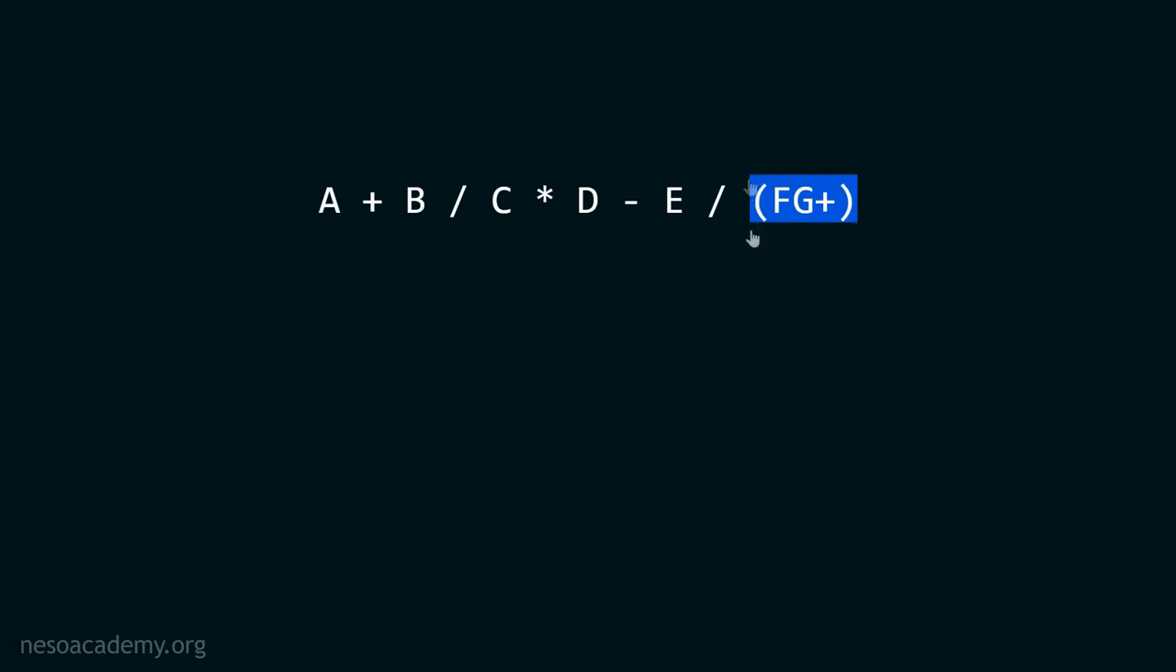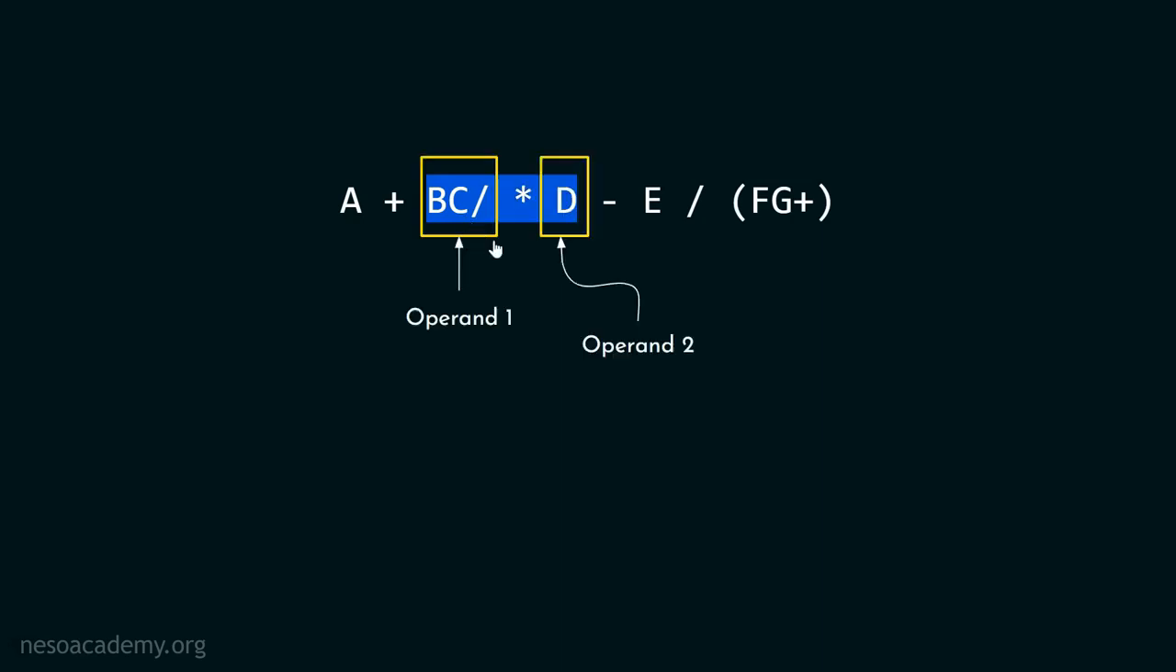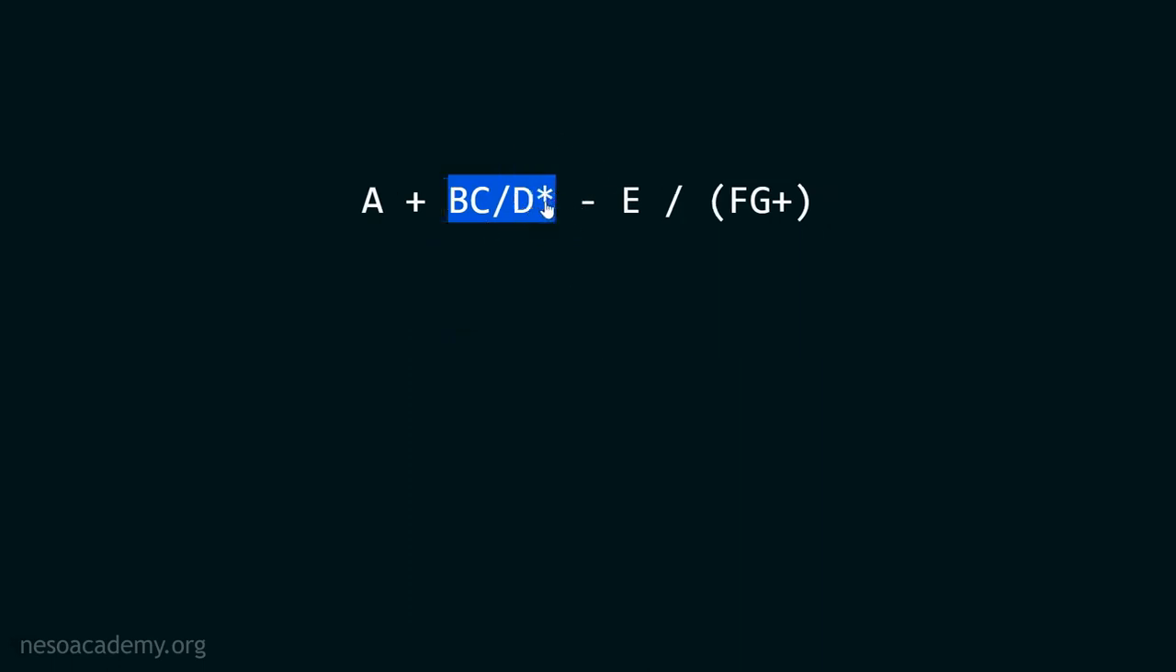Okay, remember this. After this, we have to evaluate this expression. That is b divided by c. Here, of course, this becomes bc divide. bc and this divide symbol. This will be treated as one operand. Then we have to evaluate this expression, right? bc divide multiplied by d. Please treat this as one single operand and this as another operand. So here we have two operands and we have a multiplication operator between these two operands. So definitely this multiplication operator moves towards right and this becomes bc divide d star, right? Now I hope you got the idea, right?